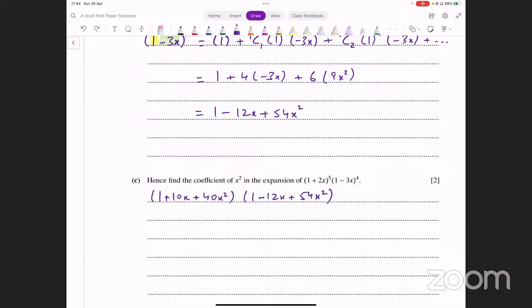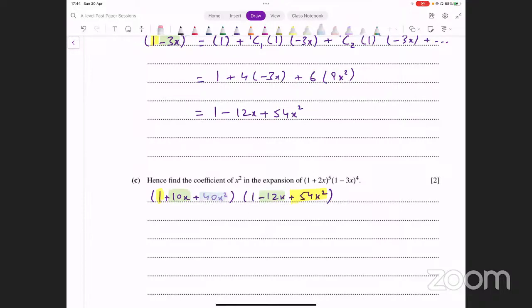आपको बस देखना है कौन सी टर्म्स को मल्टीप्लाई करने से आपके पास x स्क्वायर आ रहा होगा. ओके, फर्स्ट ब्रैकेट में हर टर्म को देखें कि उसको किससे मल्टीप्लाई करेंगे तो x स्क्वायर आएगा. सो फॉर इंस्टेंस 1 को किससे मल्टीप्लाई करेंगे दूसरी ब्रैकेट में कि x स्क्वायर आए, 54x स्क्वायर से. ठीक है, फिर x स्क्वायर आएगा. 10x को किससे मल्टीप्लाई करेंगे, उसमें x वाली टर्म से, यानी कि −12x है.